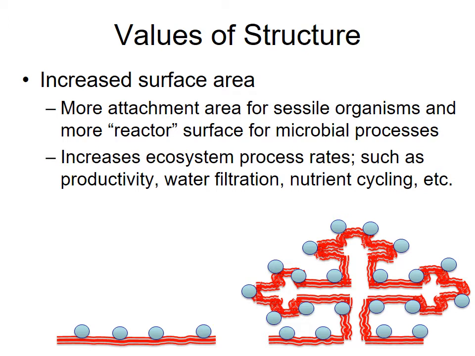So if you're increasing the surface area of solid surface, you're increasing the amount of microbial community that's in contact with the water and carrying out various ecosystem processes, such as primary productivity, if these little organisms are algal cells, for example, water filtration, nutrient cycling. The little organisms that attach to a solid surface in the ocean do all kinds of important things for the ecosystem, and therefore the more surface area you have for them to establish, the more efficient the ecosystem is at carrying out these ecosystem processes.